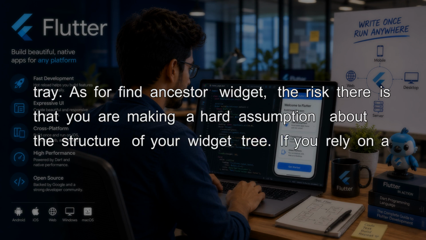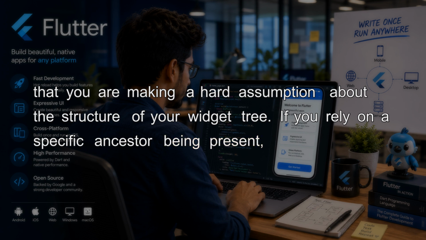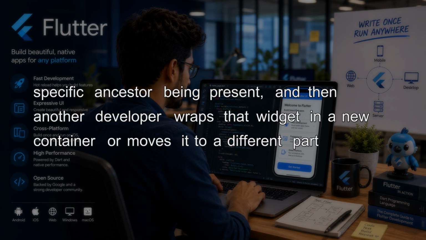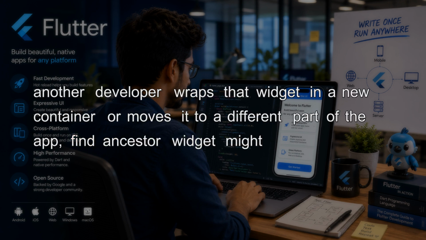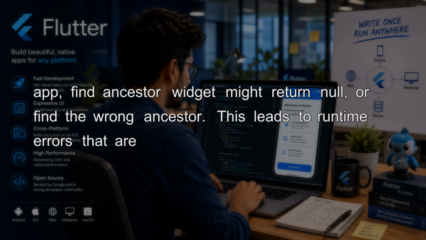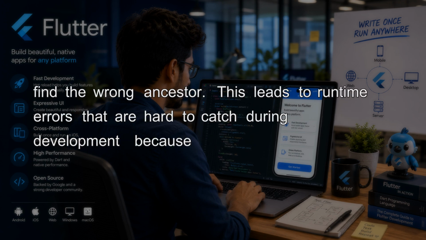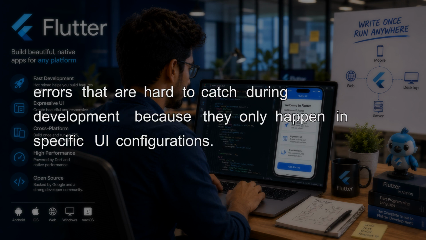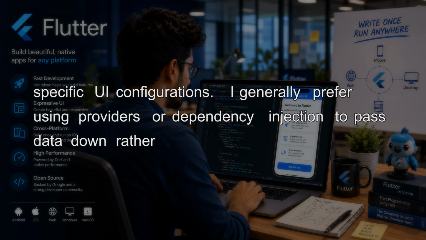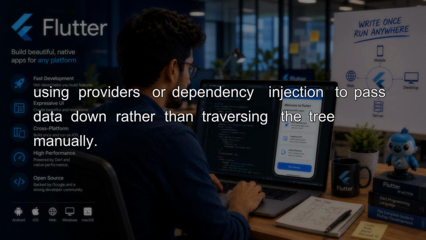If you rely on a specific ancestor being present, and then another developer wraps that widget in a new container or moves it to a different part of the app, Find Ancestor widget might return null or find the wrong ancestor. This leads to runtime errors that are hard to catch during development because they only happen in specific UI configurations. I generally prefer using providers or dependency injection to pass data down rather than traversing the tree manually.